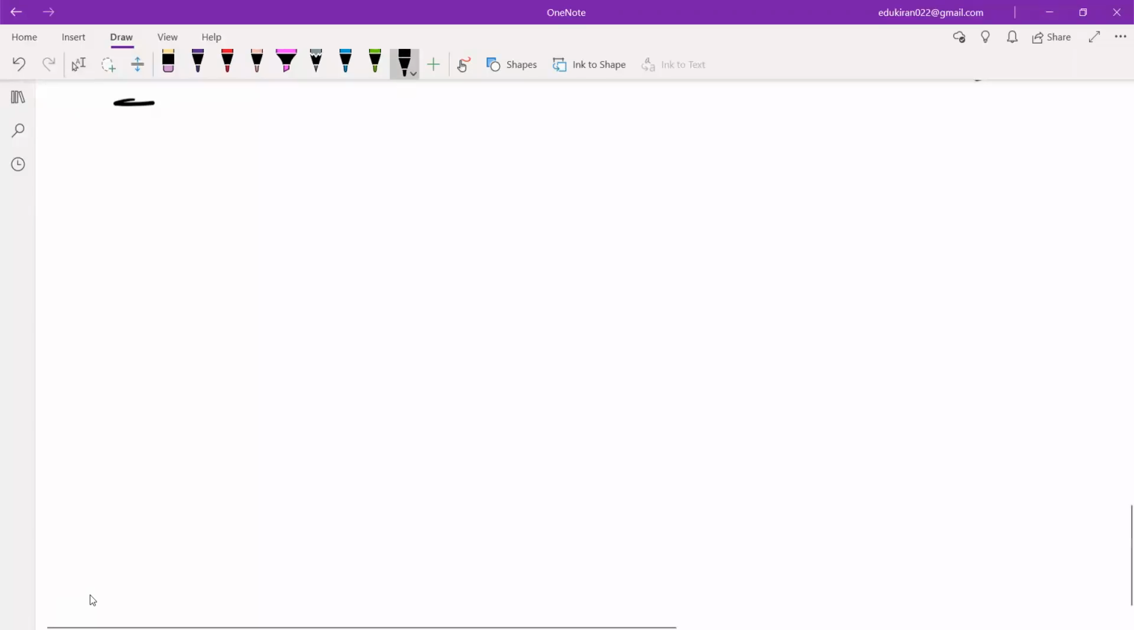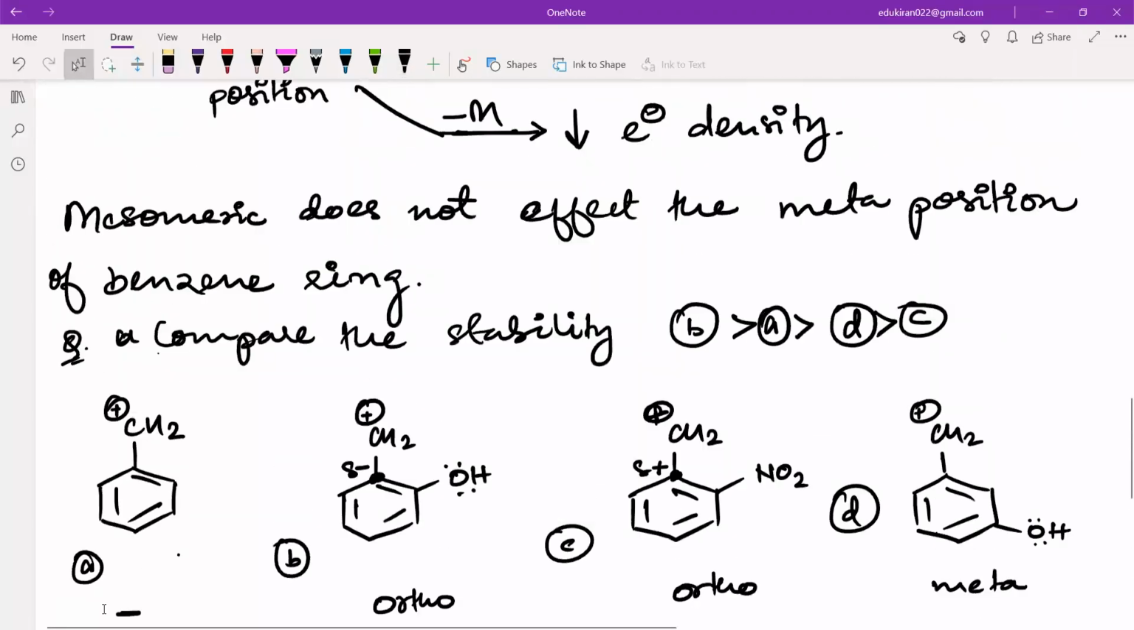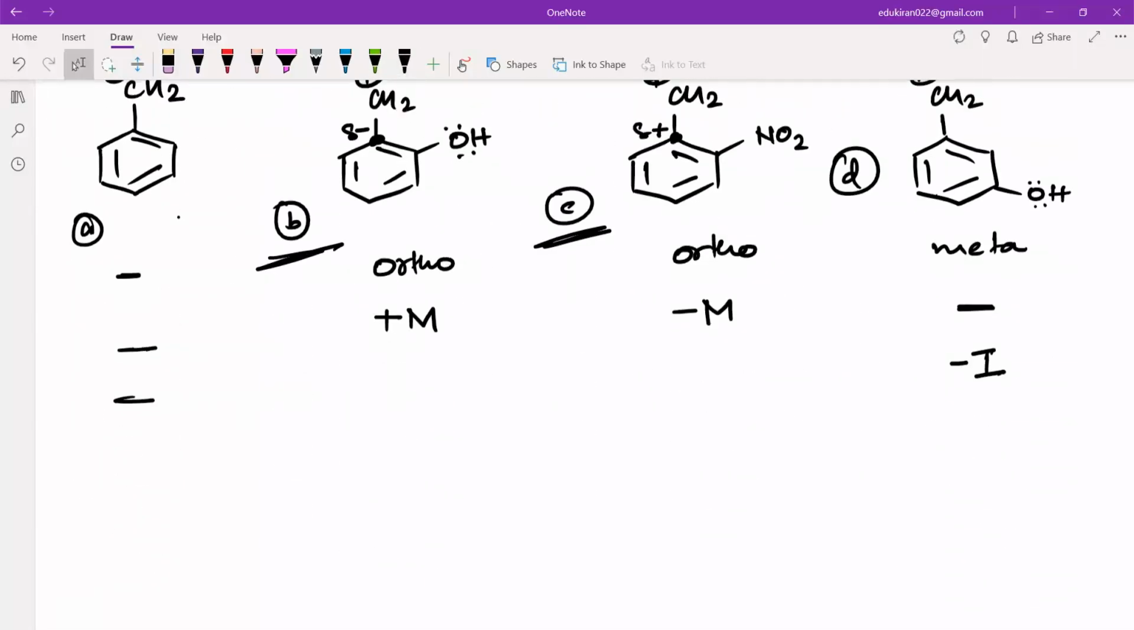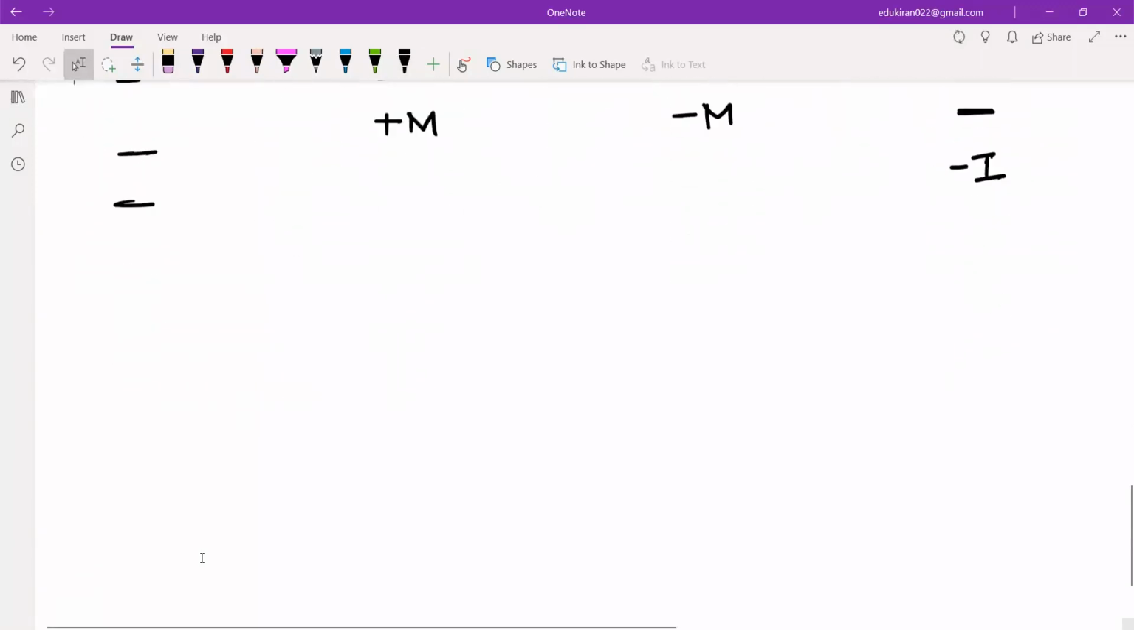If I just talk about minus M and these two, you understood, yes or no? Tell me. For B and C. Yes, I understood for B and C, but not about D and A. How to compare D and A? Okay, fine, no problem. We will compare them at last when we have learned all the electronic displacement. As of now, what you can do, you can write the order of plus M and order of minus M.